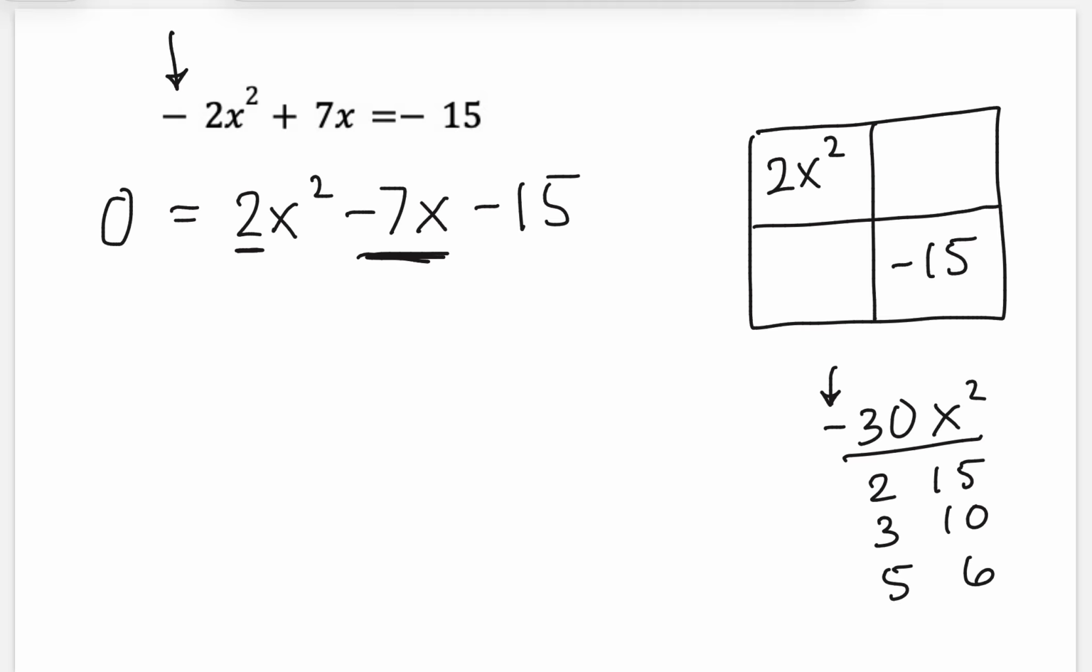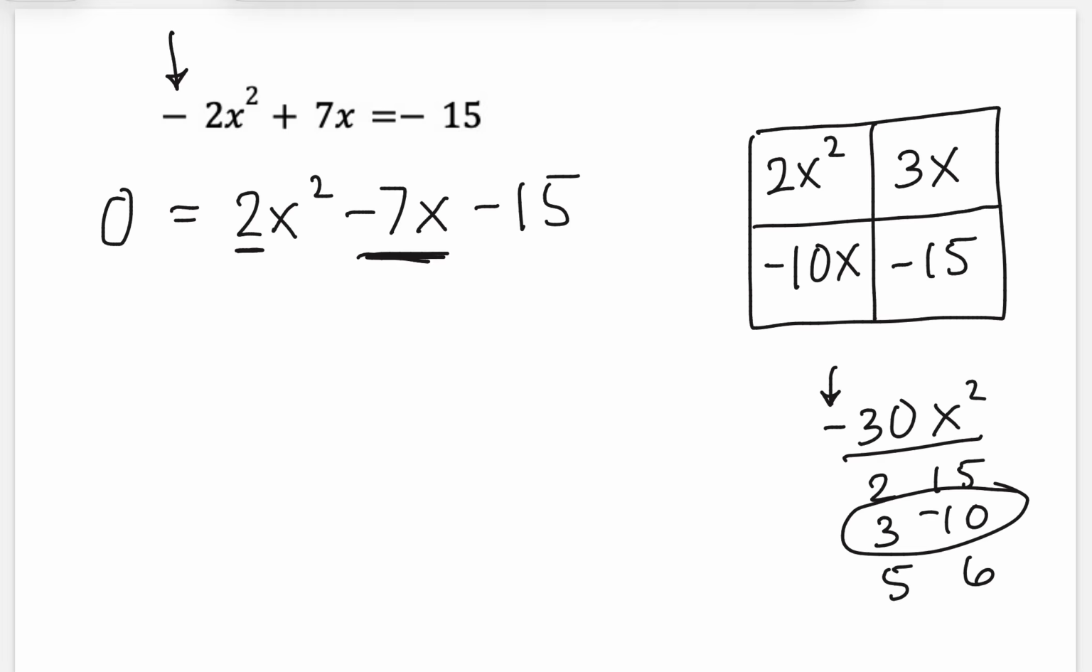So I want the 3 and the 10, and I want to make the 10 the negative because I need them to add to negative 7. So I'm going to put those 2 terms in either one of the spots. It doesn't matter where I put it. So I'm going to put the 3x, and the negative 10x.